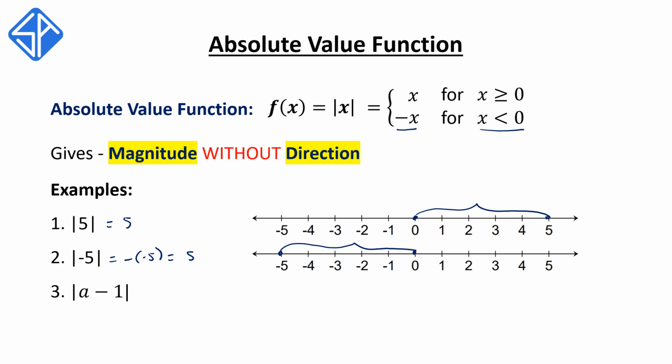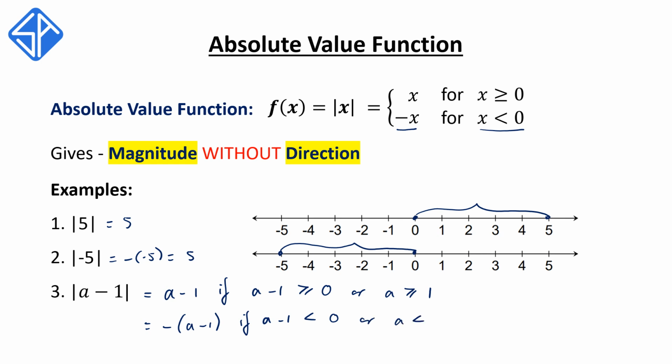The third example, we've got the absolute of a minus 1. This will be equal to a minus 1 if a minus 1 is greater than or equal to 0, or if a is greater than or equal to 1. And it would be equal to the negative of a minus 1 if a minus 1 is less than 0, or a is less than 1. So now that we understand what an absolute value function does, let's proceed to solving our equation.